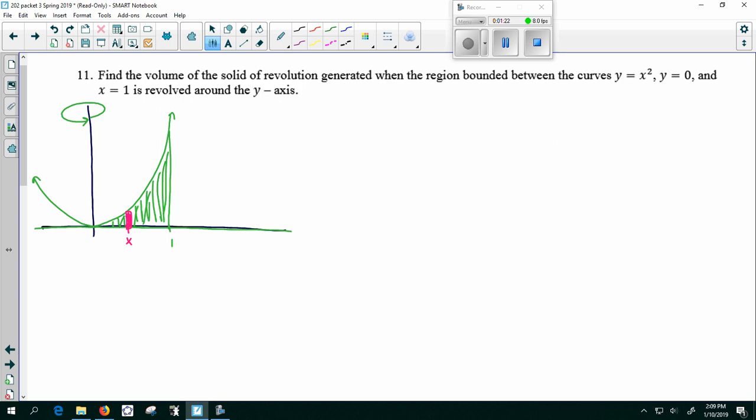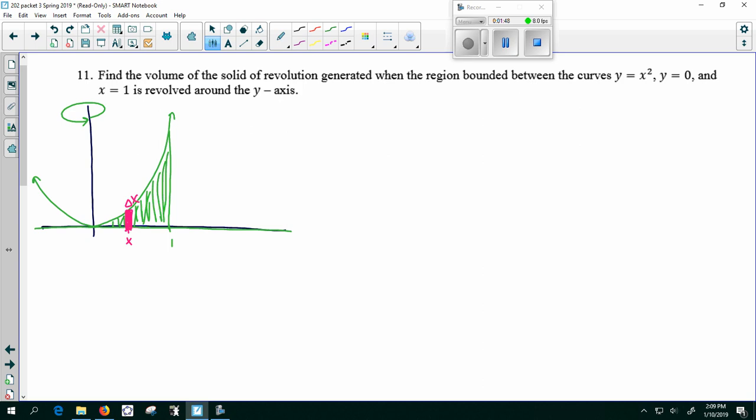That rectangle is parallel to the axis of revolution, whereas last time it was perpendicular. So if your representative rectangle is parallel to the axis of revolution, you have to either draw your representative rectangle in a different way so that it's perpendicular, or use a different method called the shells method. So this is the method of shells.